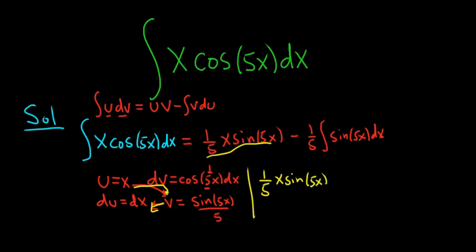Then we have to integrate sine 5x. So we ask ourselves, what's a function whose derivative is sine? Well, negative cosine, right? The derivative of cosine is negative sine. Actually, there's already a negative here, so the derivative of cosine is negative sine.